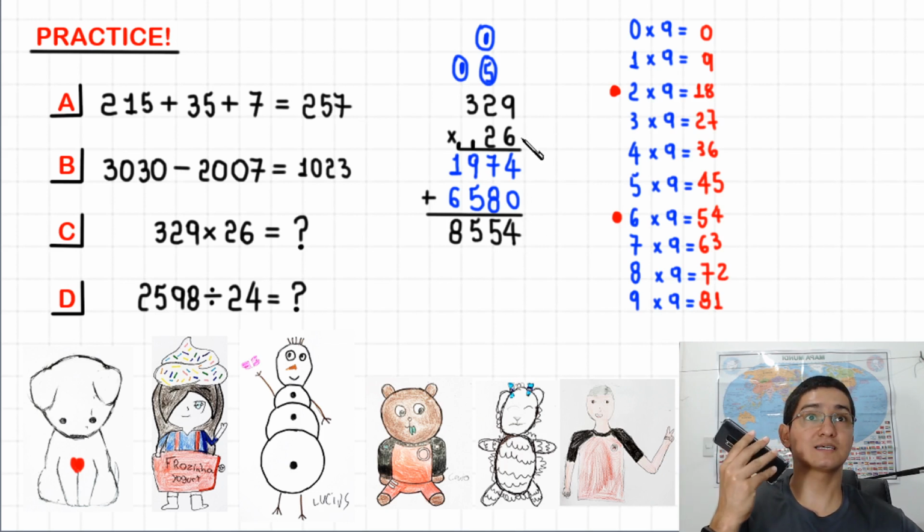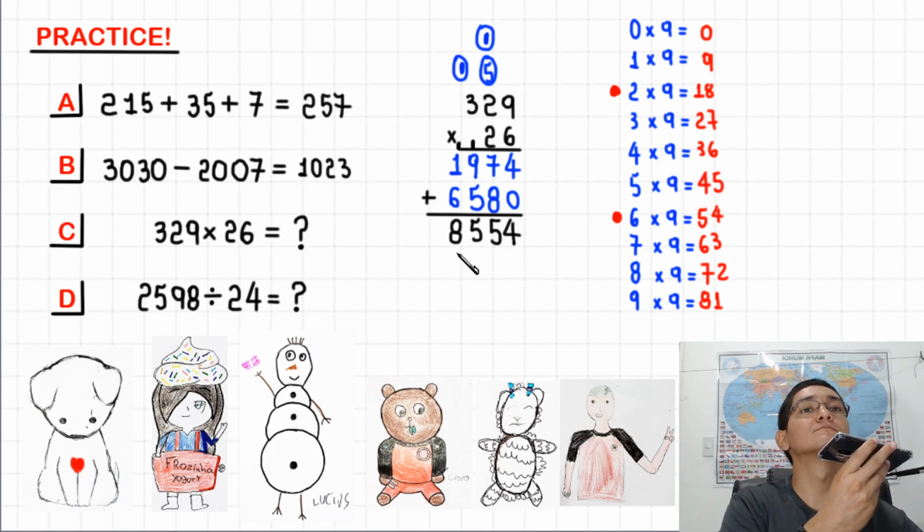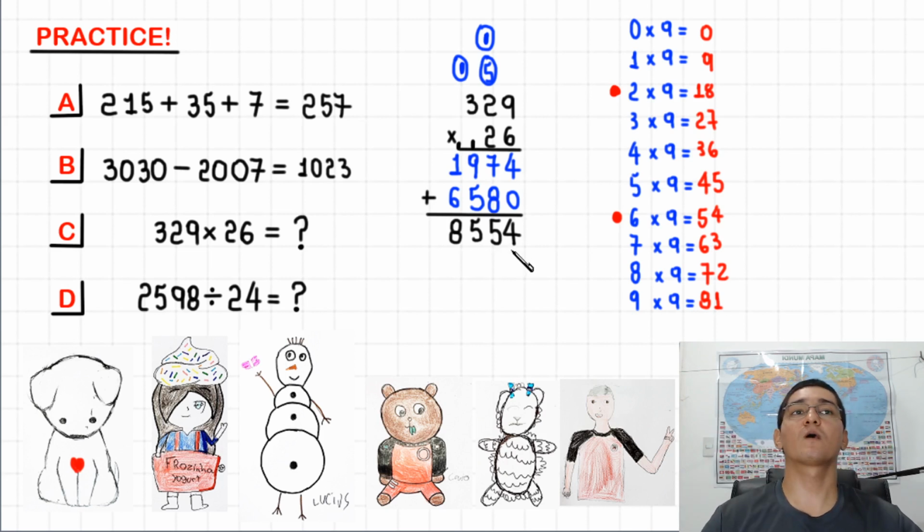Let's check with Google Assistant. What is 26 times 329? The answer is 8,554. Once more, we got it.